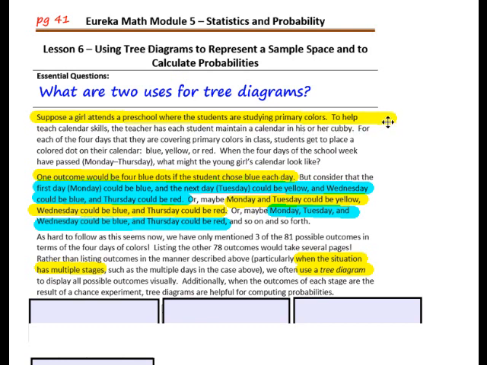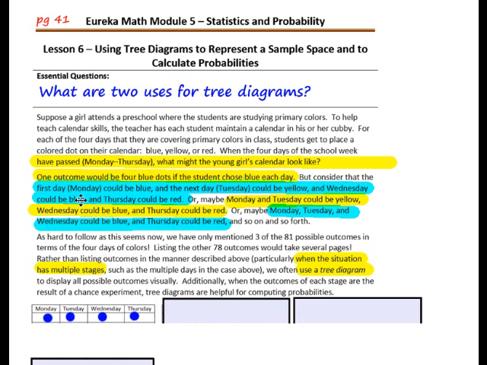Suppose a girl attends a preschool where the students are studying primary colors. To help teach calendar skills, the teacher has each student maintain a calendar in his or her cubby. For each of the 4 days that they are covering primary colors in class, students get to place a colored dot on their calendar: blue, yellow, or red. When the 4 days of the school week have passed, Monday through Thursday, what might the young girl's calendar look like? One outcome would be 4 blue dots if the students chose blue each day.